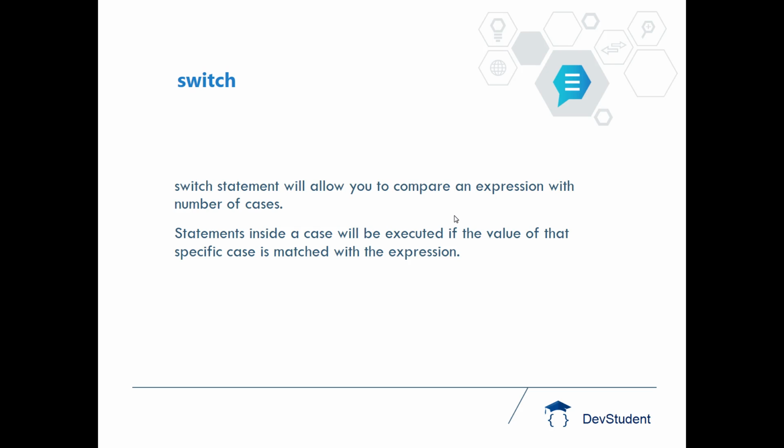In C# programming, if you want to write multiple statements and execute one of them if the condition is met, then you can use this switch, which is under branching conditional statements. Statements inside a case will be executed if the value of that specific case is matched with the expression. In switch statements, we give an expression and mention a number of cases. If this expression value is matching with one of the cases, that specific case will be executed.